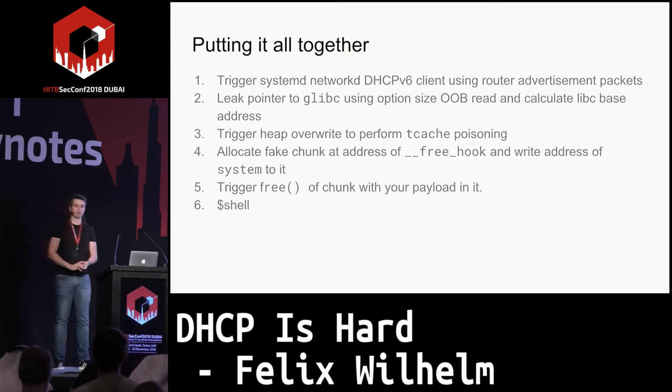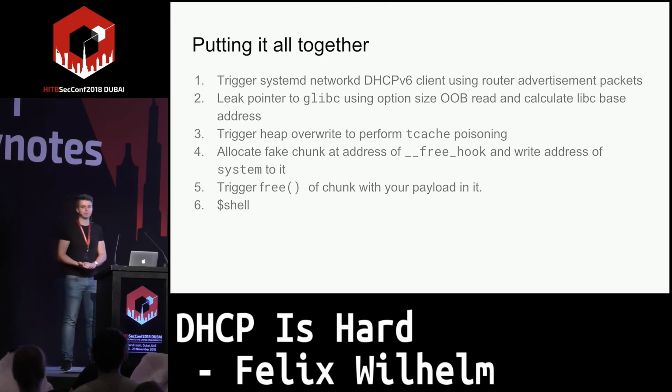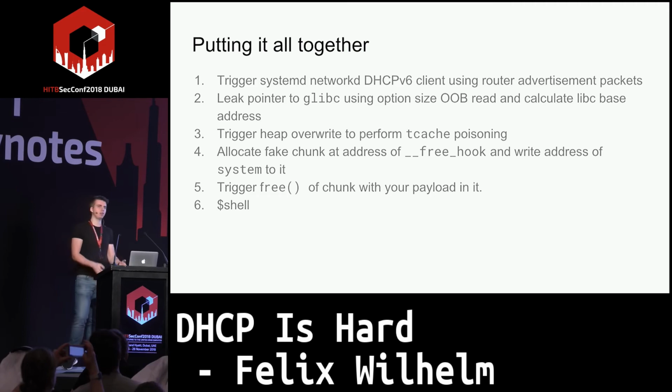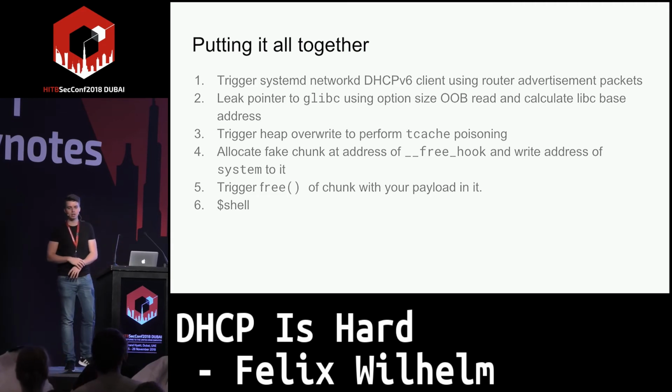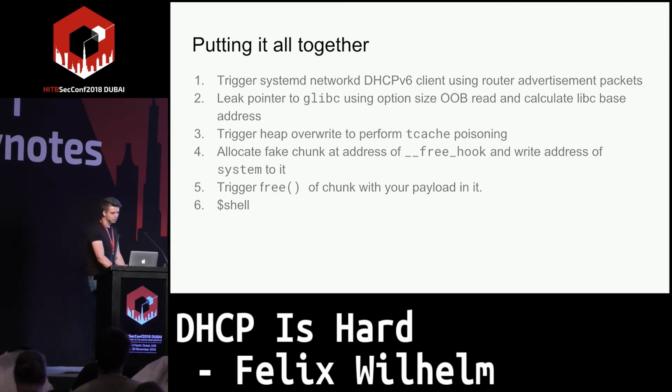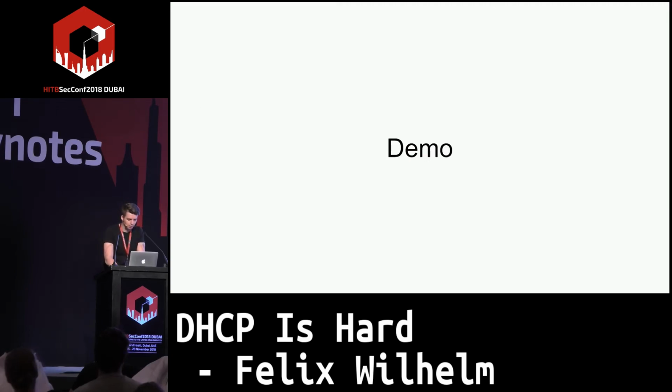You trigger the heap overflow, perform this tcache poisoning to turn it into an arbitrary write. You can allocate a fake chunk at the address of free hook and write the address of system to it. And then if we can trigger a free of any chunk where we can control the payload, you get a shell in it. So I have a super quick demo to see how this looks, if it works.